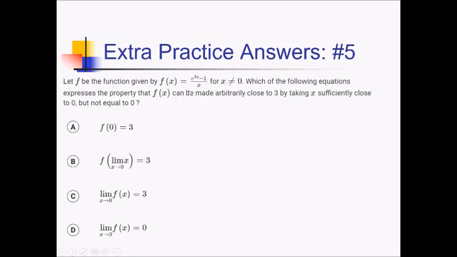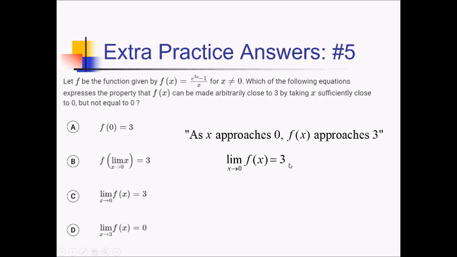On this one, we have the f function, this crazy e to the 3x minus 1 over x function here. And obviously x can't be 0 because we have an x in the denominator there. Which of the following equations expresses the property that f can be made arbitrarily close to 3 by taking x sufficiently close to but not equal to 0? So we're basically saying this has the property that as x gets really close to 0, so as x approaches 0, f of x, the y value, approaches 3. This is essentially the idea of a limit. We're saying the limit as x approaches 0 of f of x has a value of 3. So that's going to be answer choice C.